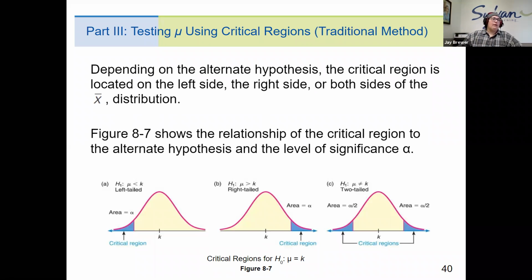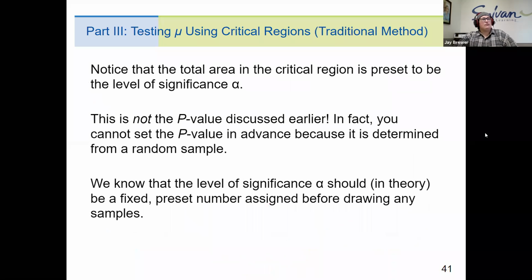Depending on the alternate hypothesis, the critical region is located on the left side, the right side, or both sides of the x bar distribution. Figure 8.7 shows the relationship of the critical region to the alternate hypothesis and the level of significance alpha. Notice that the total area of the critical region is preset to be the level of significance alpha. This is not the p-value discussed earlier. In fact, you cannot set the p-value in advance because it is determined from a random sample.